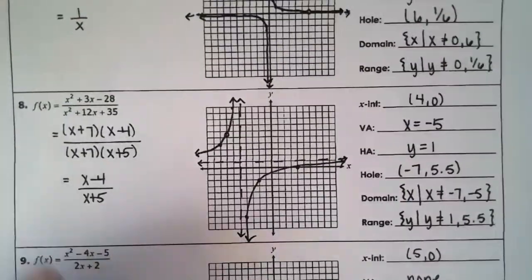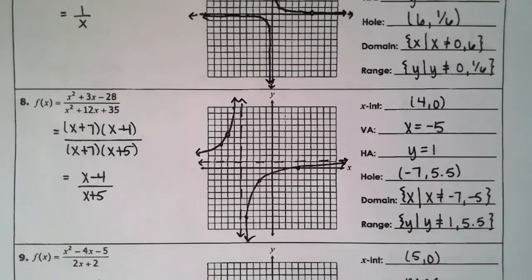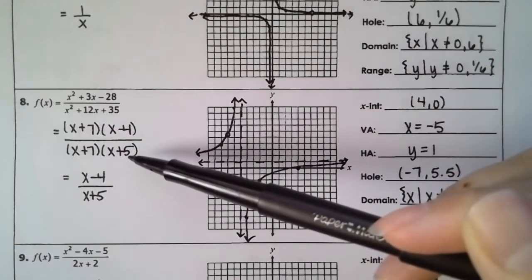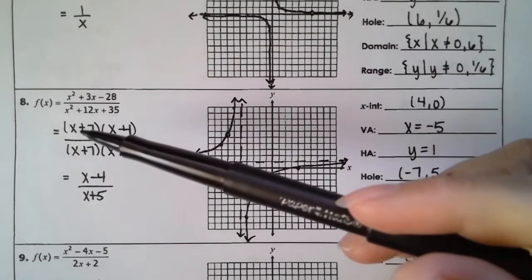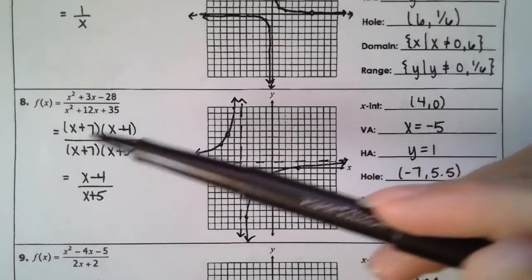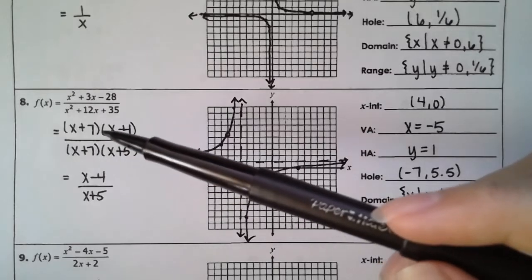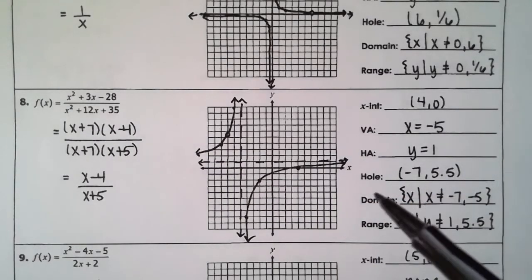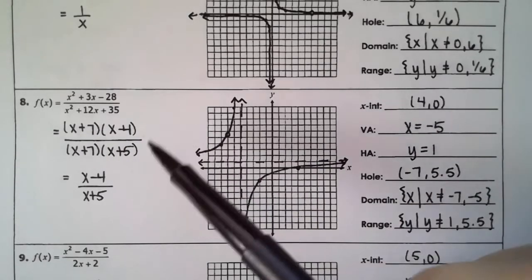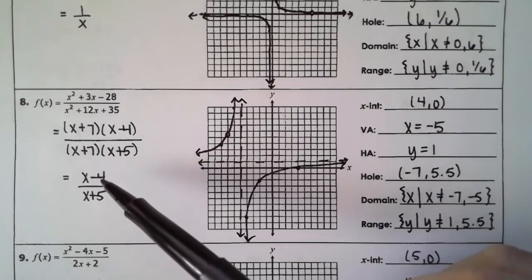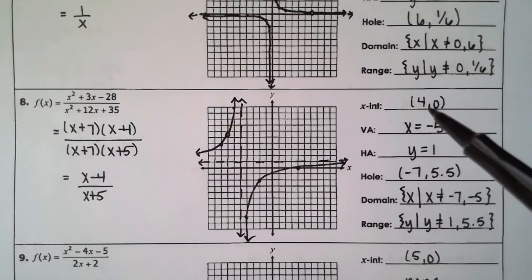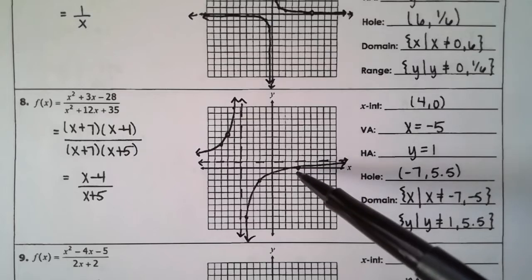Number 8, I have these two polynomials here. So when you factor them out, I got this on top and this on the bottom. Okay, and then these two guys here are going to cancel out. So I get left with just x minus 4 over x plus 5. Now, I do have a hole because I simplified, right? So my x-intercept here, set the numerator equal to 0, I get 4.